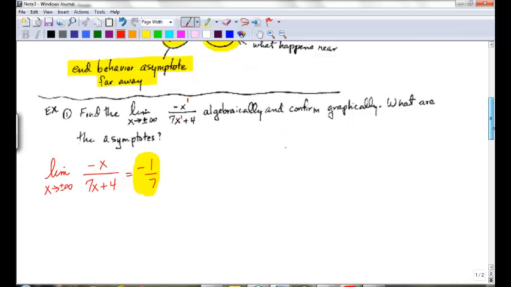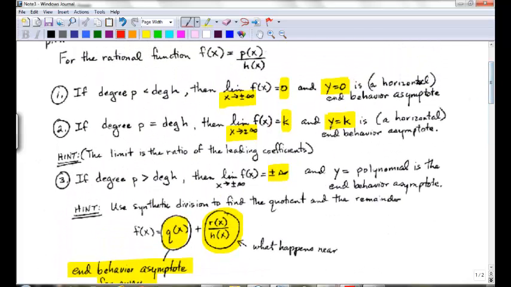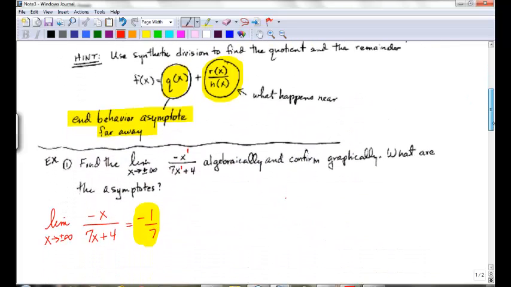Now, we know that's the limit, and that's basically what we did for today. If you go back up to this part, y equals that is an end behavior asymptote. So y equals negative 1/7 is an end behavior asymptote, and you can abbreviate it that way. That's going to be a horizontal line.